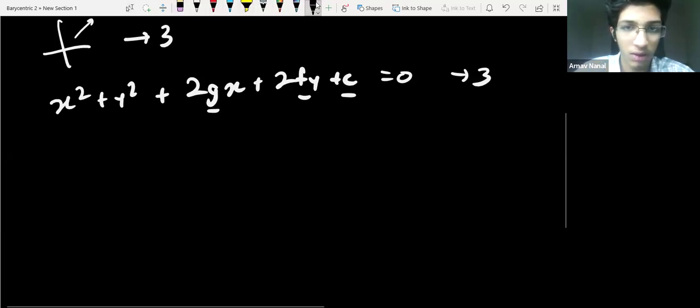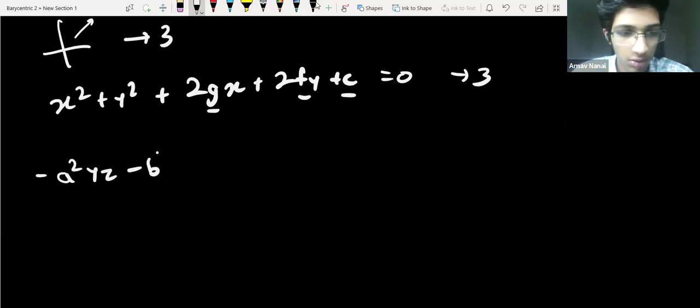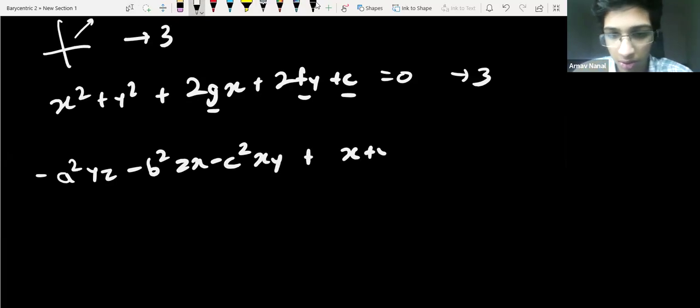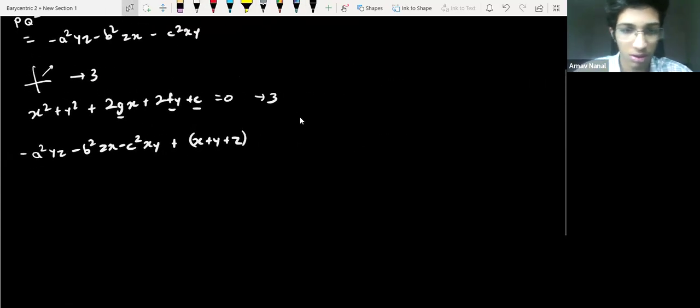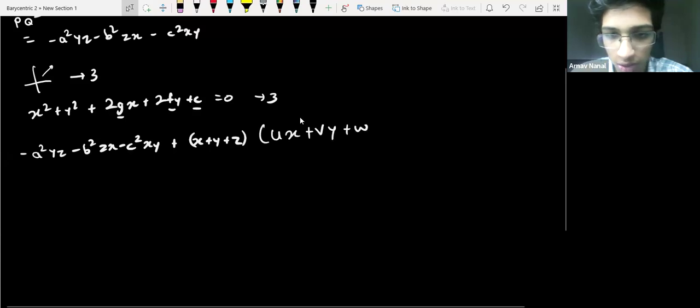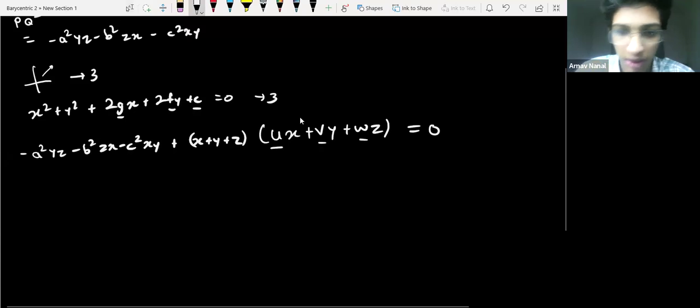In barycentric we have the formula minus a squared yz minus b squared zx minus c squared xy plus (x plus y plus z) times, I'll just write, okay, I'll zoom out. So this is (x plus y plus z) into (ux plus vy plus wz) equal to 0. These are variables which you can vary to get different equations of circles.